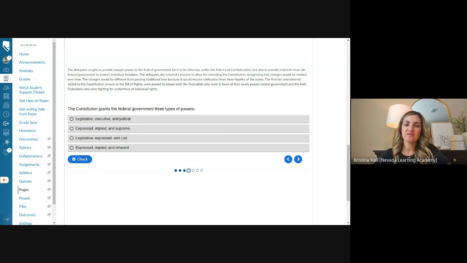The Constitution grants the federal government 3 types of powers. That's what we just went over. So that's expressed, implied, and inherent.